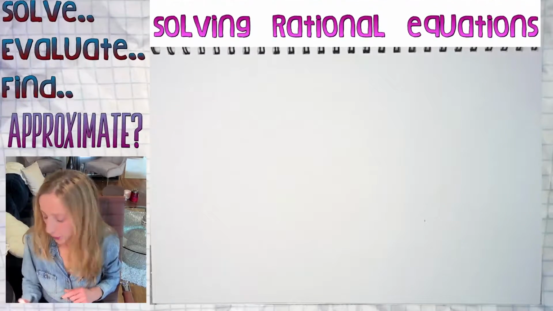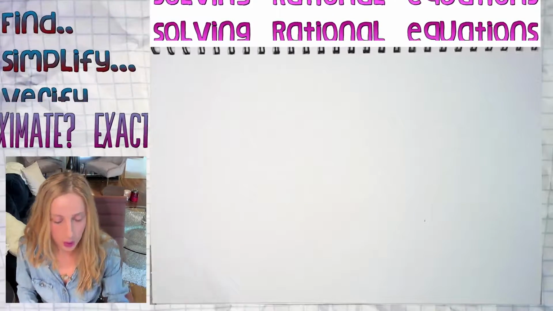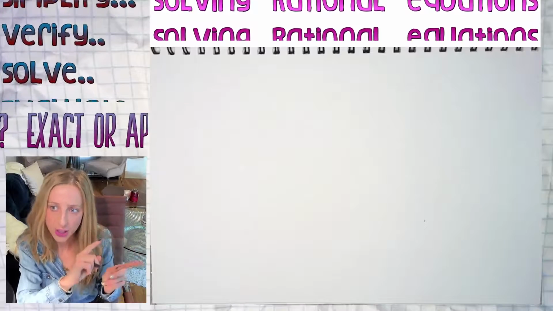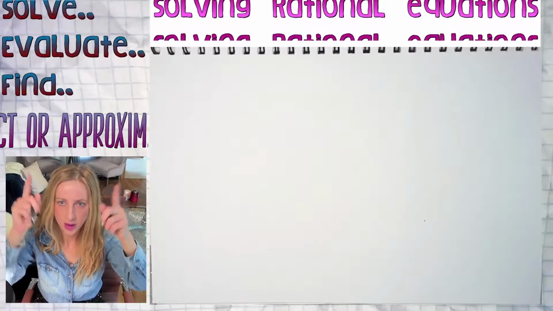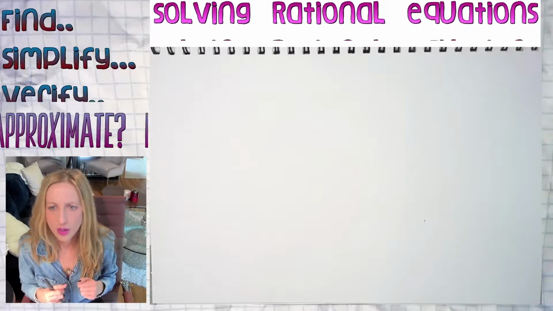All right, everybody, we are about to go over a couple of examples where we are, as written up there, solving rational equations. Now, we have that one scrolling thing kind of above me. It says solve, evaluate, find, simplify. What else is there? Verify.